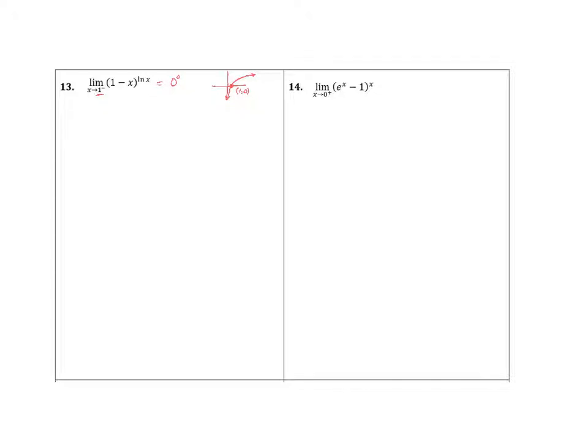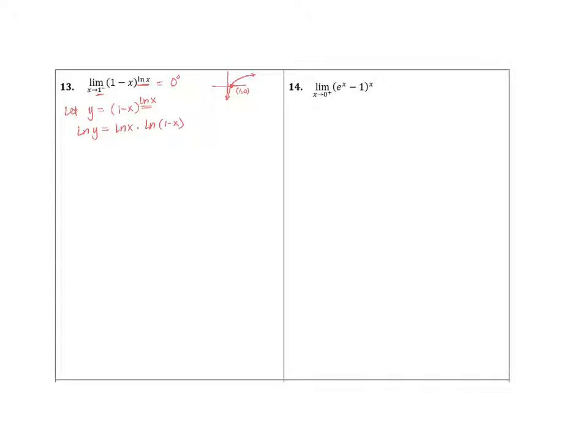And keep in mind that is indeterminate. What's giving us 0 raised to the 0 is this part here. So that's why we do a substitution. We're going to say let y equal 1 minus x to the natural log of x. Then we're going to take the natural log of both sides. The whole point of that is so that we can bring down this exponent and say times natural log of 1 minus x.